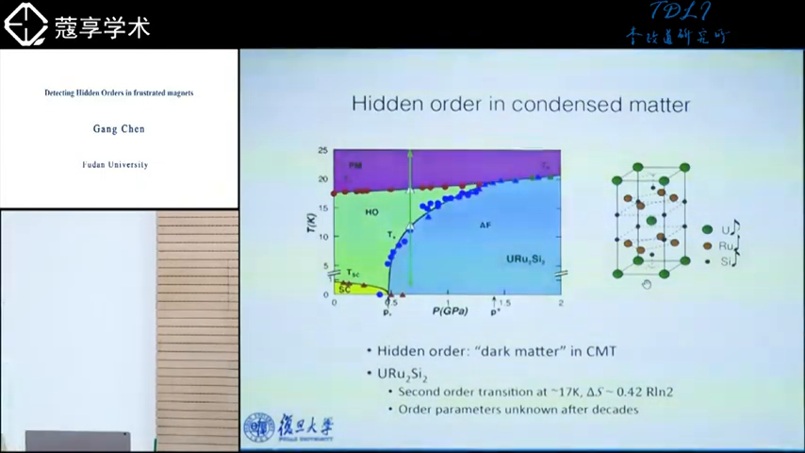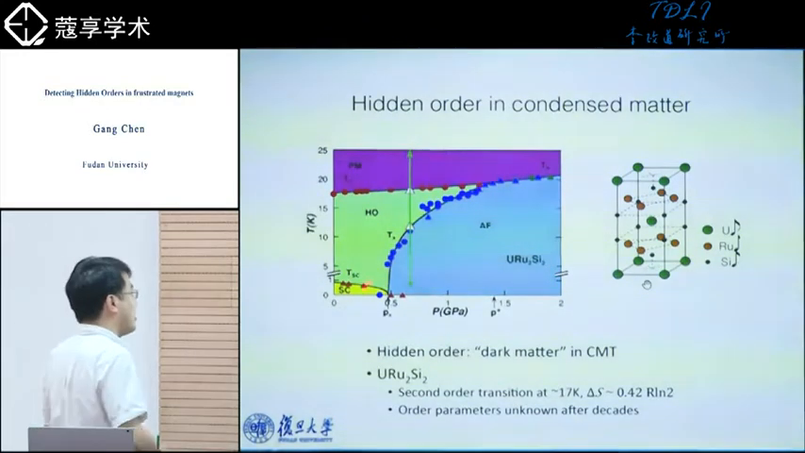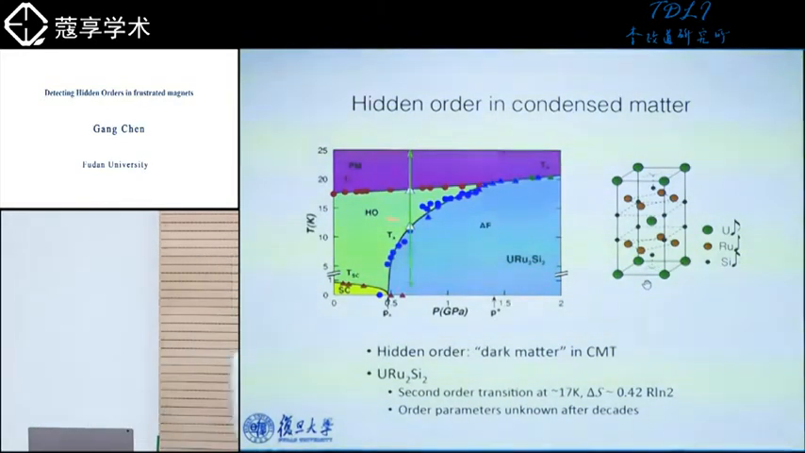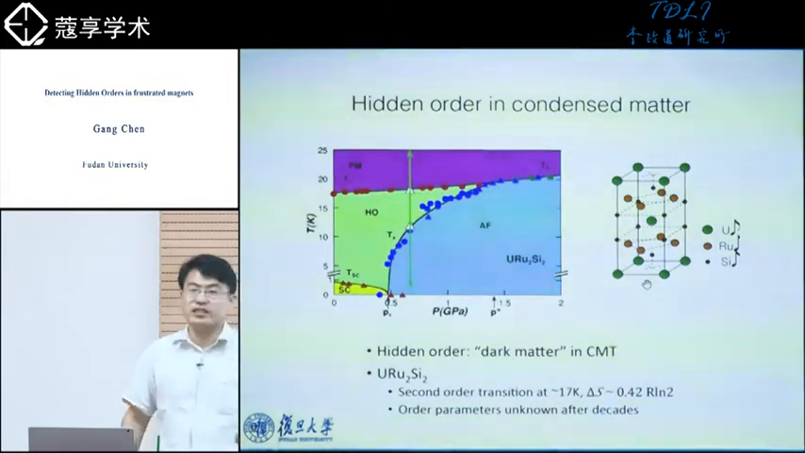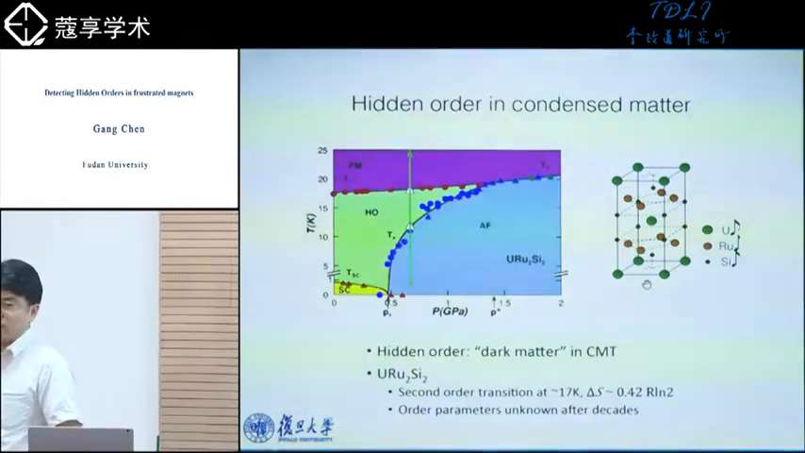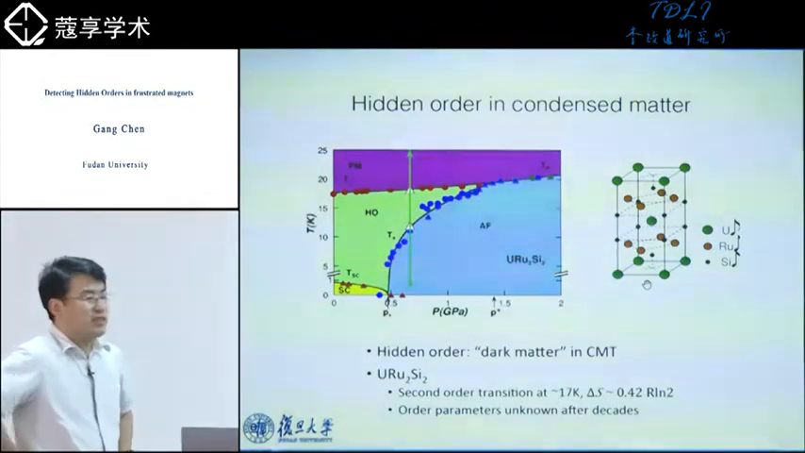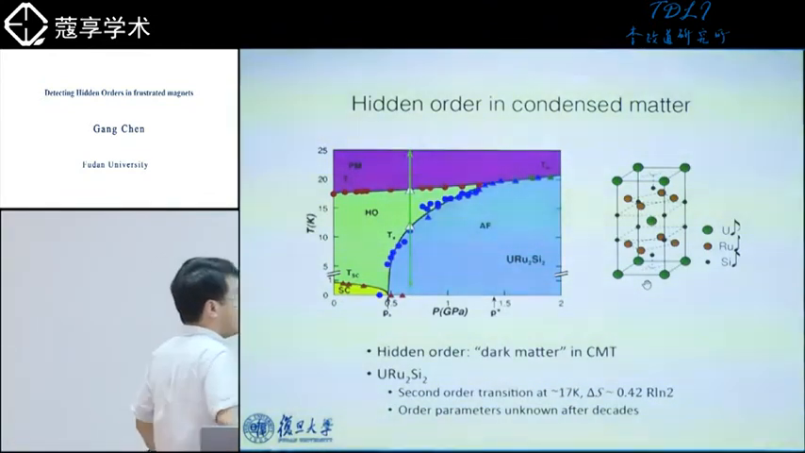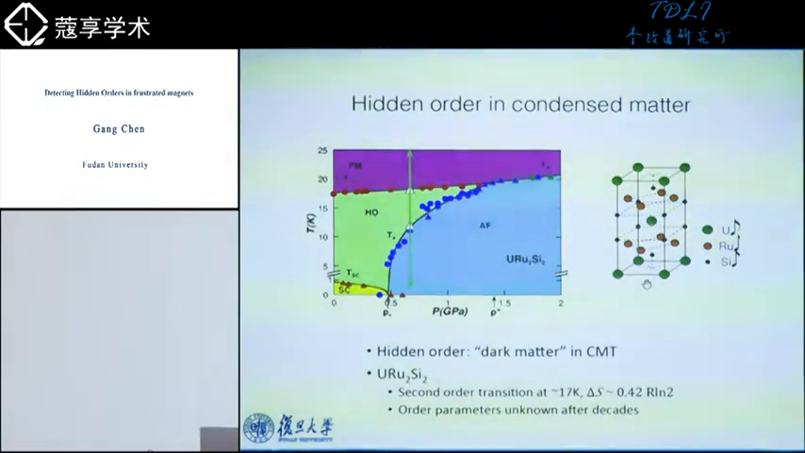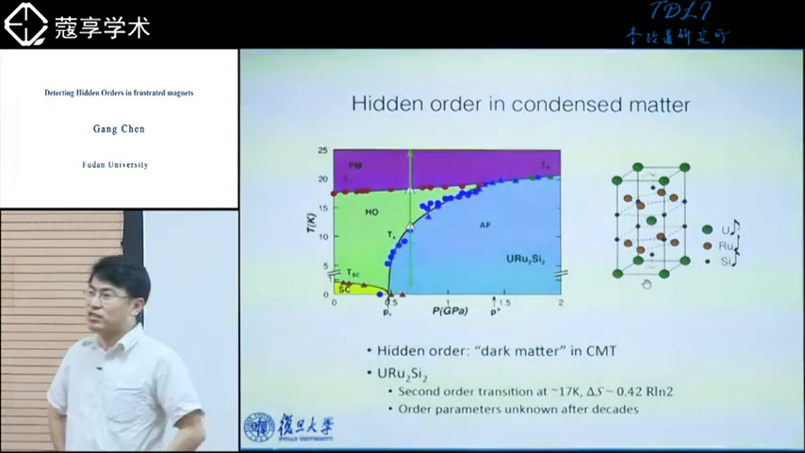So then, how do we find or confirm the precise nature of this hidden order? That question is quite obvious. This is a three-decade puzzle in condensed matter physics.